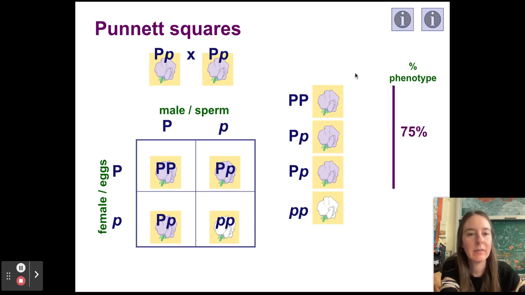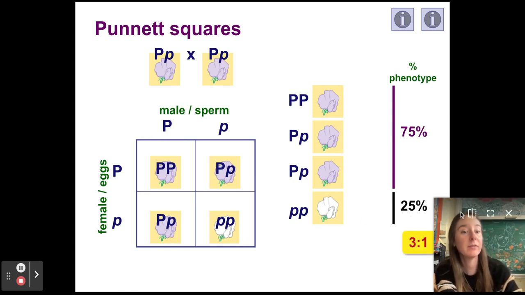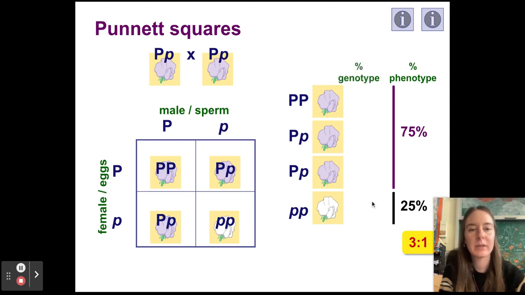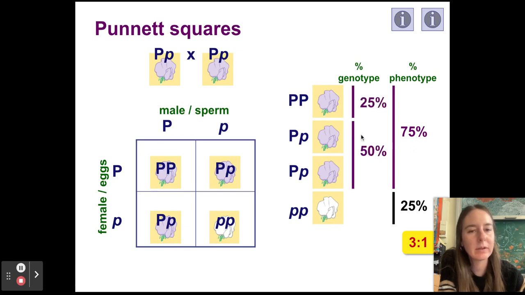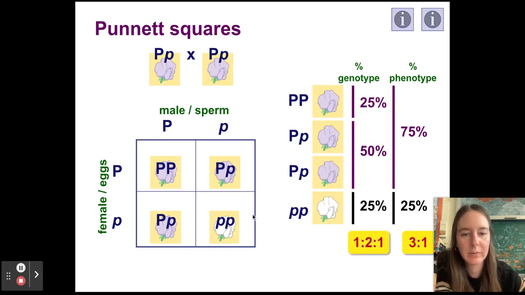We have a 75% purple flower to 25% white flower phenotypic ratio, or 3-to-1. But what is the percentage of genotypes here? Now we can use our Punnett square to predict. Out of these 4, what percentage are homozygous dominant? If you said 1 out of 4, or 25%, you'd be correct. 2 out of 4, or 50%, are heterozygous, and 25% are homozygous recessive.